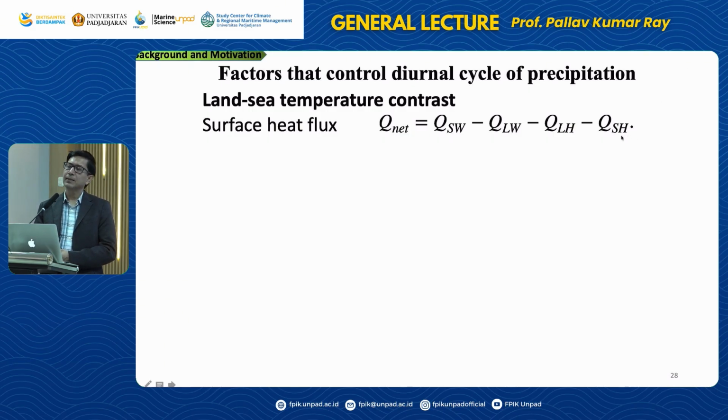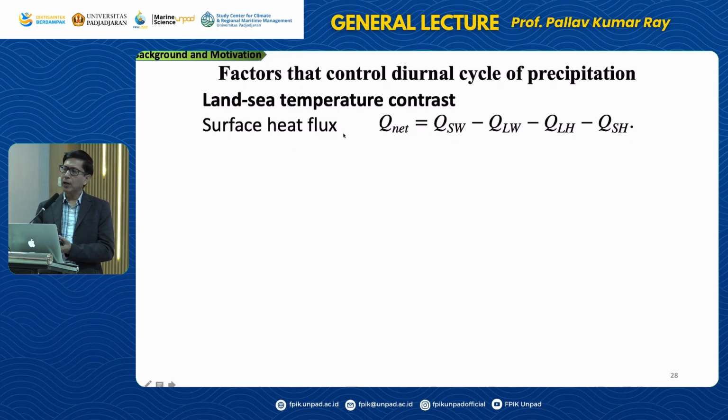And then there is a sensible heat flux, which is just the difference between the land surface and the air above. If there is a temperature difference, then the warmer surface will lose heat to the atmosphere. So these two are heat loss. This one is a heat gain, and longwave is also a heat loss. So you have three heat loss terms and one heat gain term. This is really a standard way of calculating the surface heat flux.